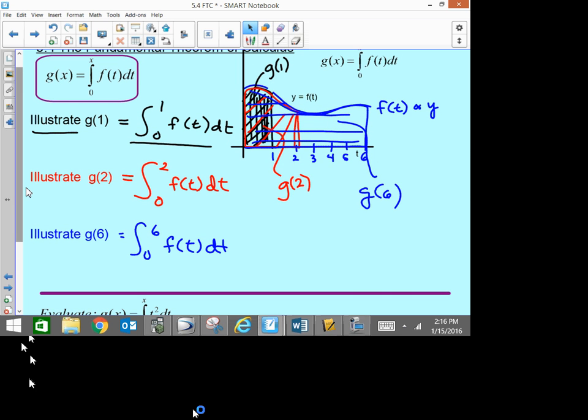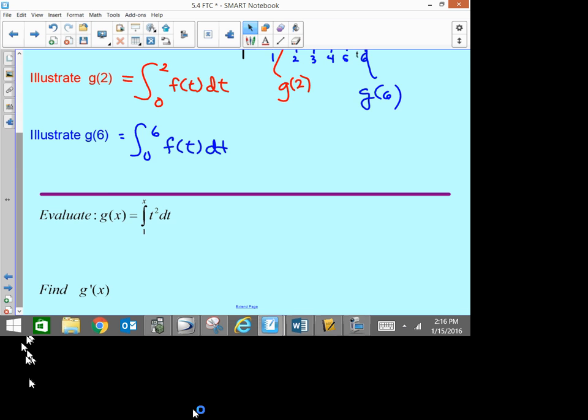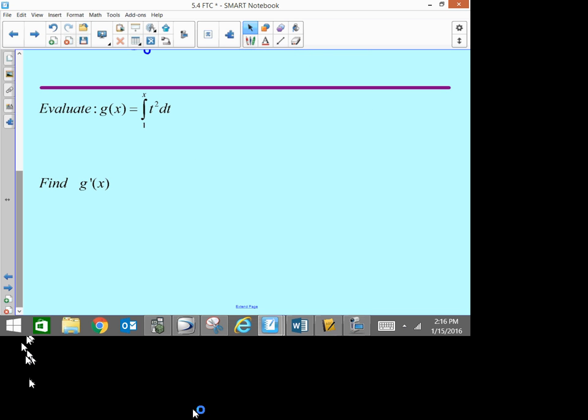Does anybody have any questions? I know it's like, where's this going? That's what we're doing. We're going somewhere here. Okay, G of x equals the integral from 1 to x of t squared dt. Okay, we're supposed to evaluate that. Okay, so how do we do that?